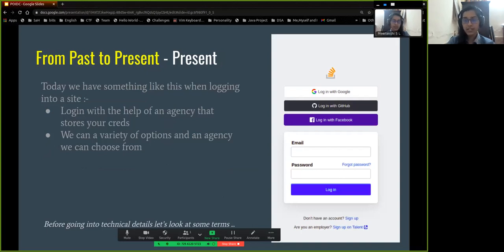If you want to log into a page, you get something like this. So you have login with Google, GitHub, and Facebook. So these are our common agencies which we discussed. And yes, so we have a variety of agencies which we can choose from. So before moving on to more technical terms, we'll just get an overview of what each term is.